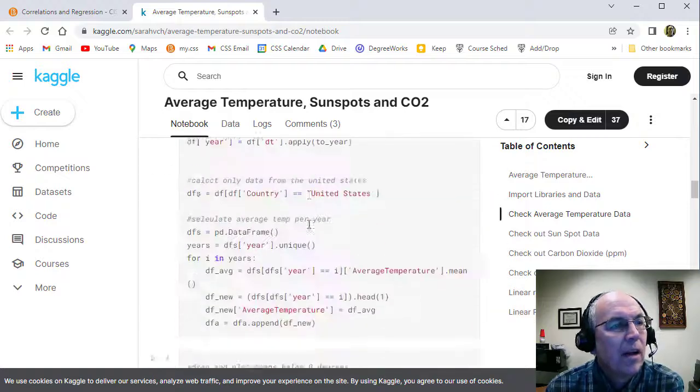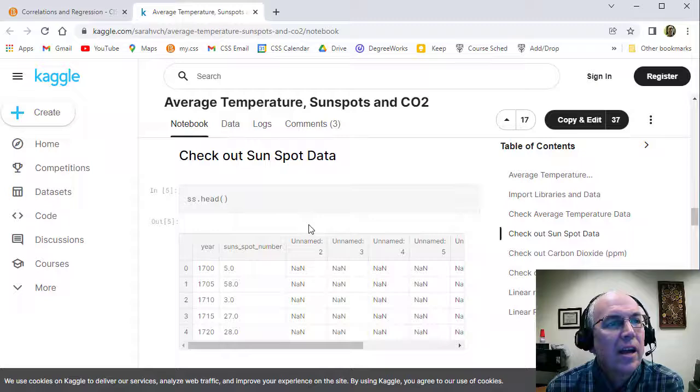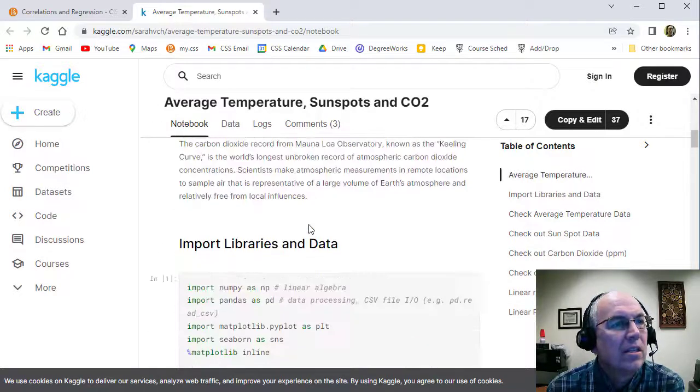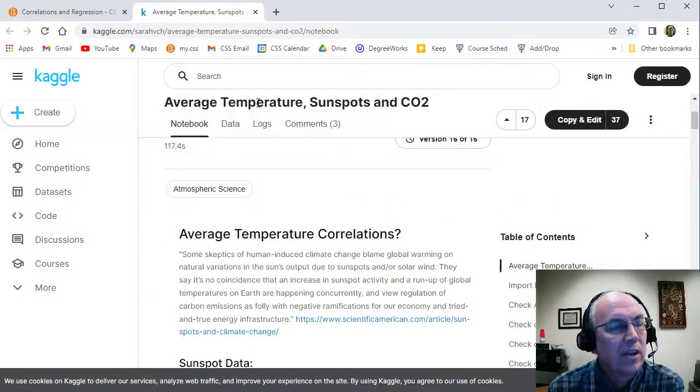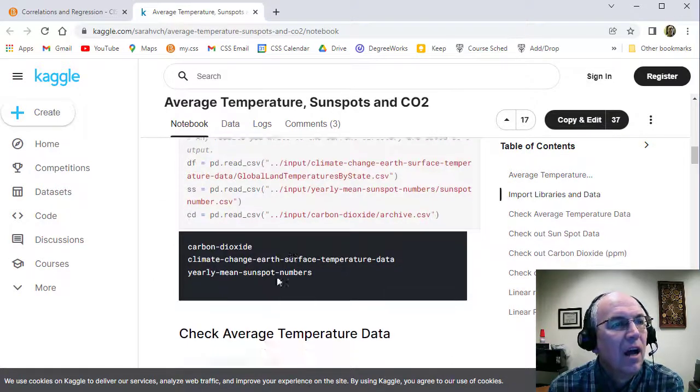So again, I'm going to skip through all this where the person is laying out this data. What they're asking is, is there a correlation between average annual temperature and the amount of CO2, related to global warming? Some people say it should be more related to sunspots or the amount of sun that's out there. So which is the temperature correlated with, either of these two things? So we read in some data.